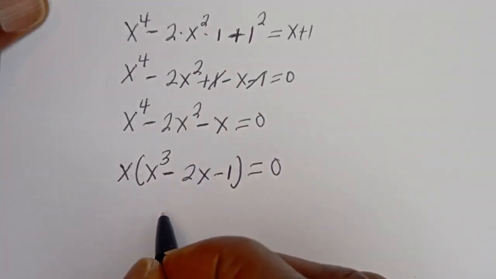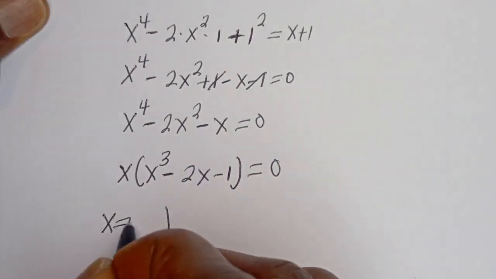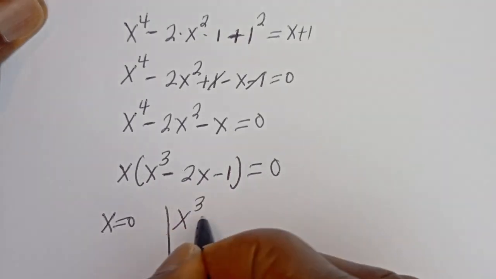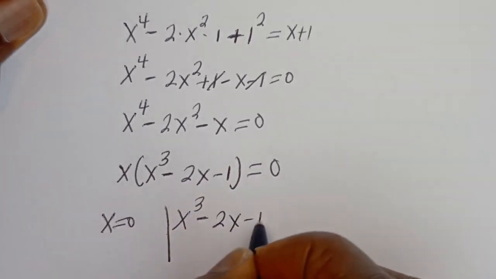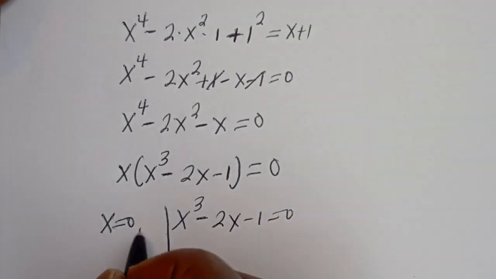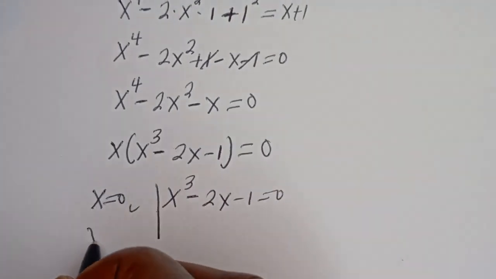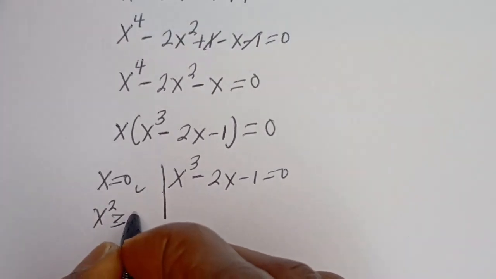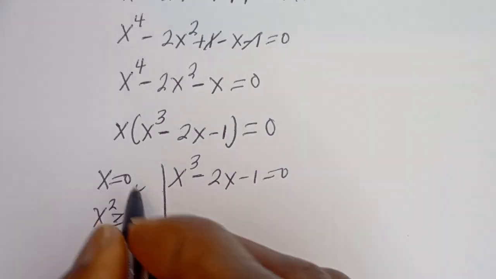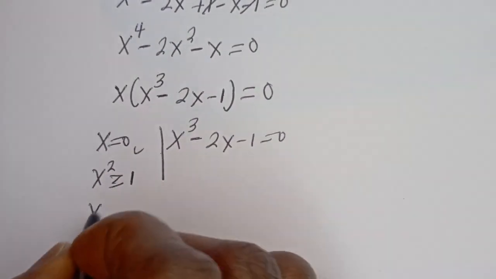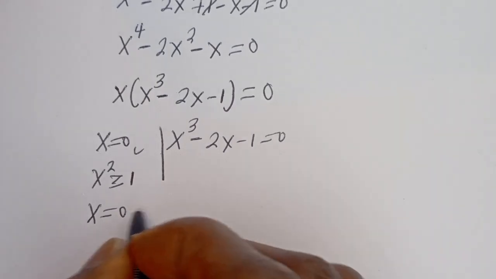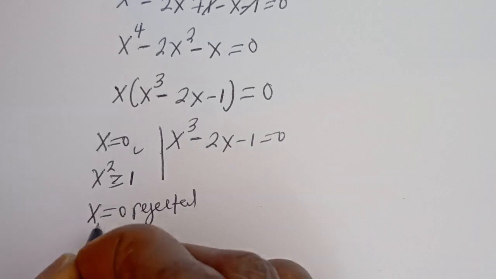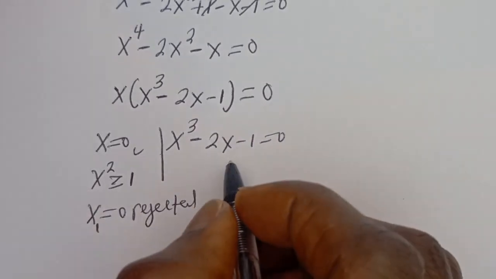The first case is s is equal to 0, and the second case is s to the power of 3 minus 2s minus 1 is equal to 0. But at this point, we know that s squared is greater than or equal to 1. So s equal to 0 cannot be a solution. So definitely it's going to be rejected. This is s1.